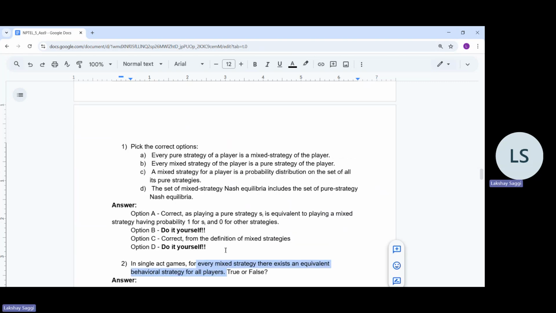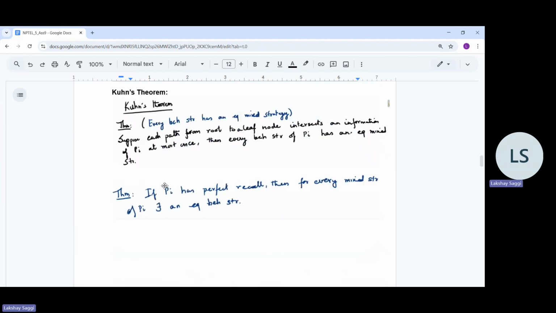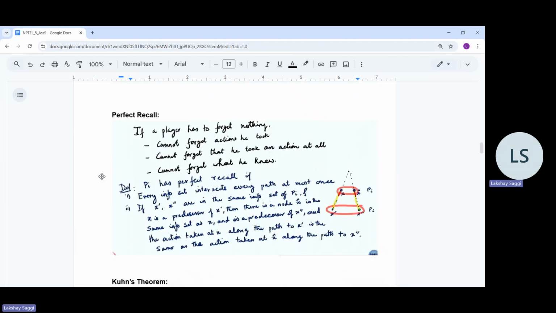So actually, if you see the criteria for Kuhn's theorem, the criteria for perfect recall, you'll notice that the conditions for perfect recall can only be violated in multi-act games. A player cannot forget actions he took, cannot forget that he took an action at all, and cannot forget what he knows.